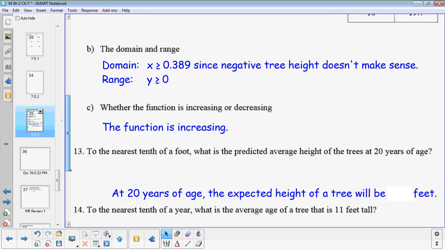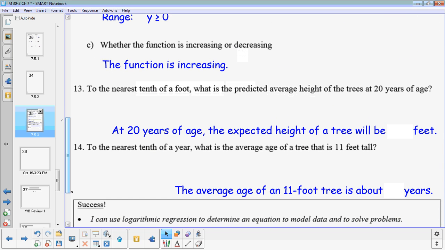Did this question ask for so many decimal places? Nearest foot. What? That's not the nearest foot. Oh, nearest tenth of a foot. I just can't read. There's my problem. I think I need a spring break. And then to the nearest tenth of a year, average age of a tree that's 11 feet tall.